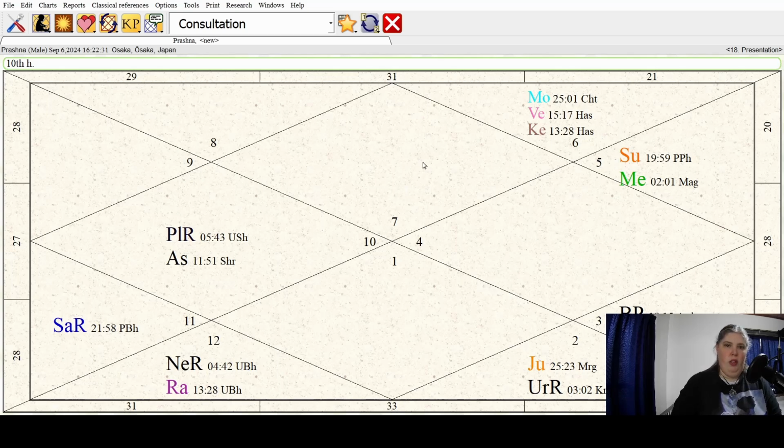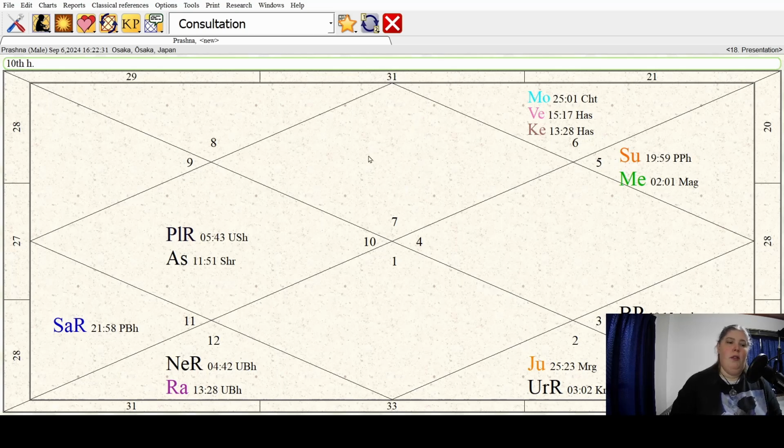This is how you see the Upapada Lagna, the Lagna that's all about marriage in Jaimini Astrology. And with this, you're going to look at any planet that sits in the Upapada Lagna, in the sign of Libra in this case. You're going to look at planets that aspect it through Jaimini sign aspects.